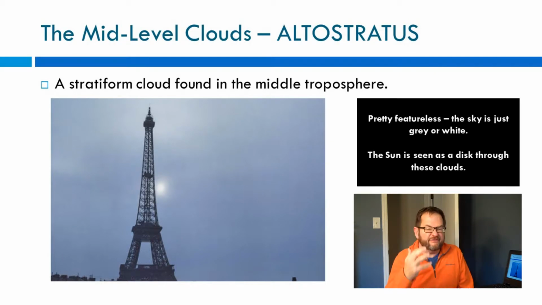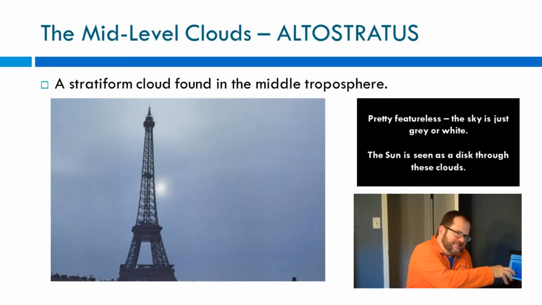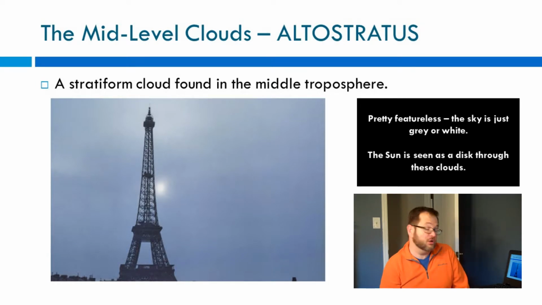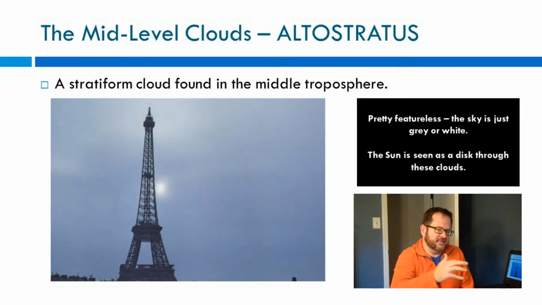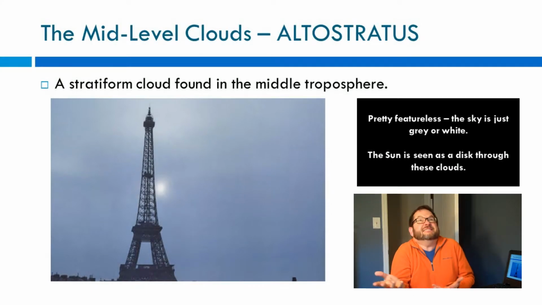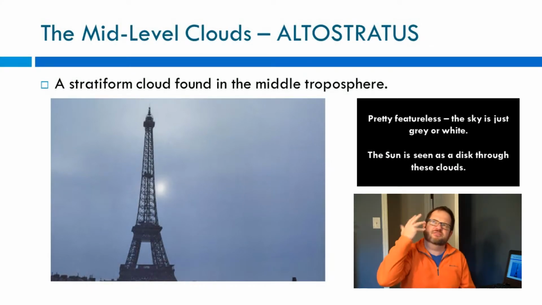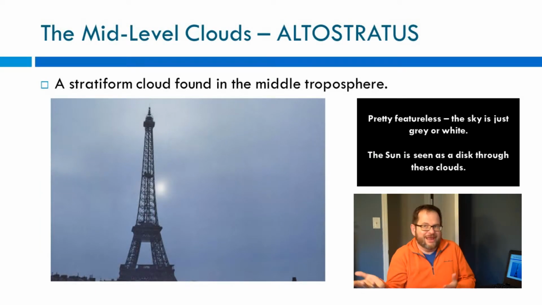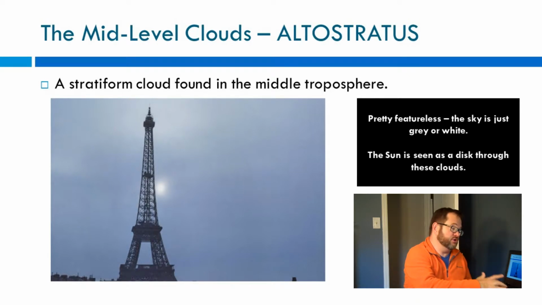ALTOSTRATUS clouds are really very featureless. Pretty much the sky just looks white or gray. And they're not particularly thick. The sun can shine through them. So you'll typically see the sun in the form of a disk or a bright patch in one area, like you see here over by the Eiffel Tower. And this is an ALTOSTRATUS cloud then. You can identify it during the day because it's thin enough that you can see the sun through it. You can't really see much of anything else about the cloud. It's just gray or white. But you can tell by how the sun is shining through it that it must be an ALTOSTRATUS cloud.